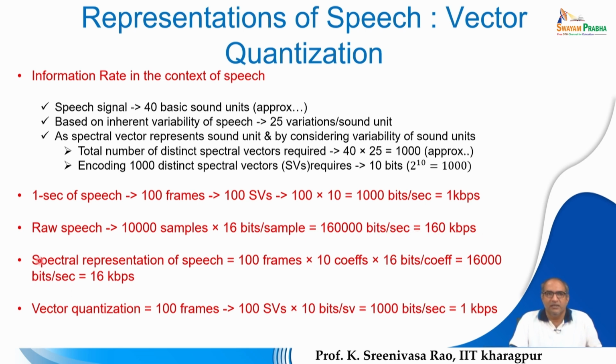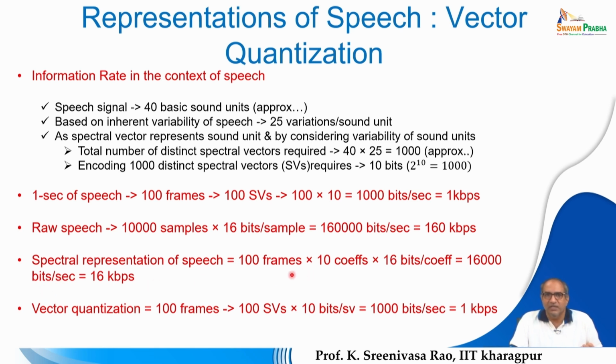The other way is that if you represent the speech using the spectral way, where there are 100 frames, and each frame is represented by 10 coefficients, it means one spectral vector, but it is 10 coefficients, kinds of 10 values. So, each coefficient is represented by 16 bits, right. With that we can see that in a spectral representation of speech, the number of bits required will be 16,000 bits per second or 16 kbps.